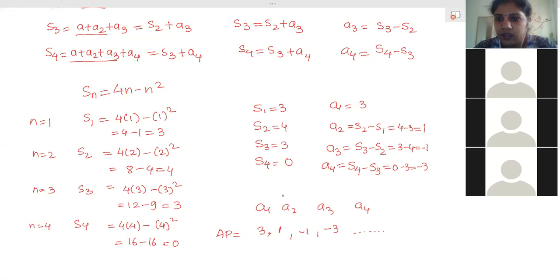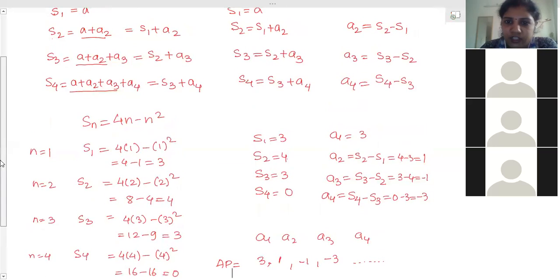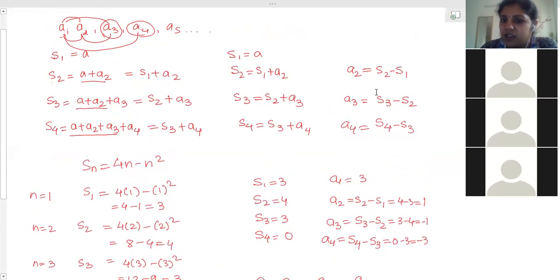Is that clear? Yes, ma'am. So the first thing is Sn is given. From that you have to first find out S1, S2, S3, S4. And just now I told you the relation between the terms and the sums.